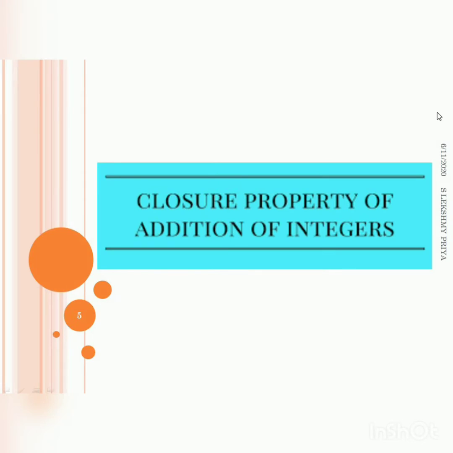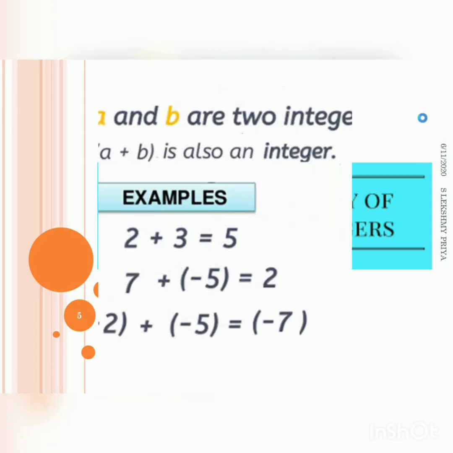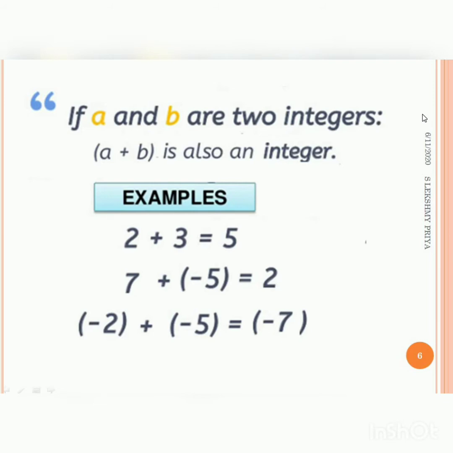Let's have a look at closure property of the addition of integers. This property says that the sum of two integers will be another integer. In other words, if the sum of two integers is another integer, we can say that the closure property holds for addition of integers. Mathematically, if a and b are any two integers, then a plus b is also an integer.